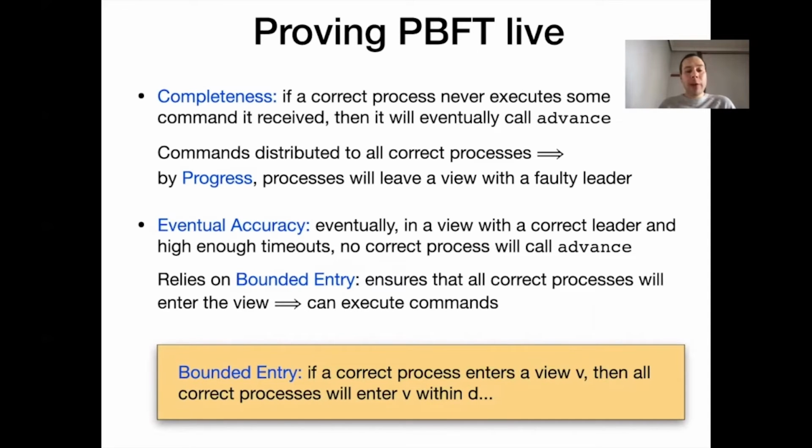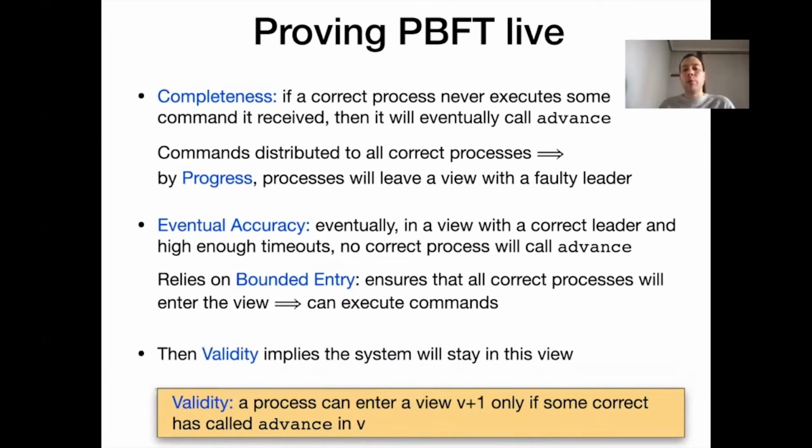And now if we have such a view where the leader is correct, all processes are in this view and they keep executing all the commands they submit, then validity implies that the system will stay in this view forever. Because validity says that you can only enter a new view if some correct process called advance. So if nobody complained, then you will stay in this view. And so this is the overall proof structure.